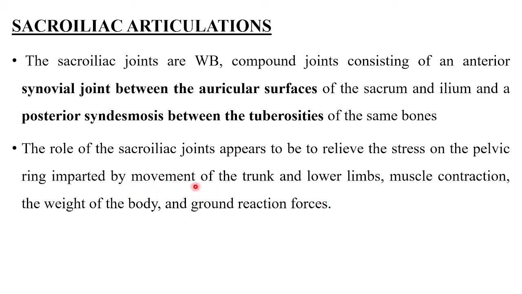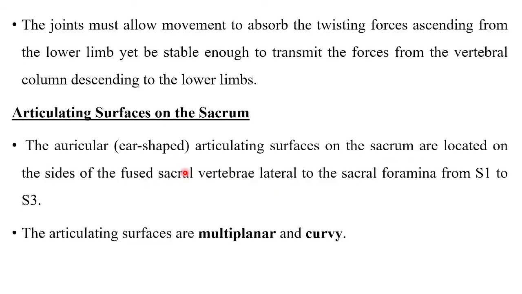So all these factors will create a stress on the pelvic ring. This stress will be reduced by the sacroiliac joints, which will prevent excessive stress on this particular region. The joints must allow movements to absorb the twisting forces ascending from the lower limb, yet be stable enough to transmit the forces from the vertebral column descending to the lower limbs. So the weight of your entire spine will be carried through the sacroiliac joint and transmitted towards the lower limb through the hip joints.